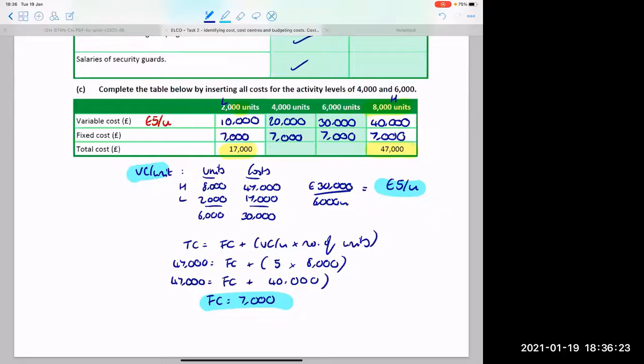And then the last thing you just need to do is add up for 4,000 and 6,000 units the total cost, 27,000 and 37,000.